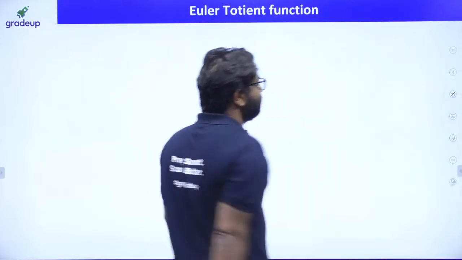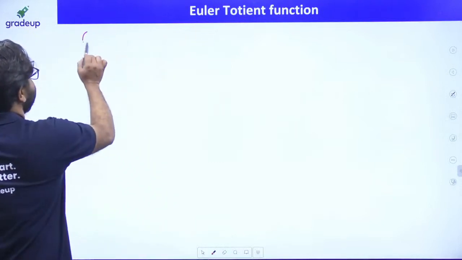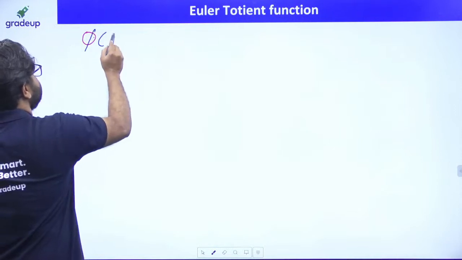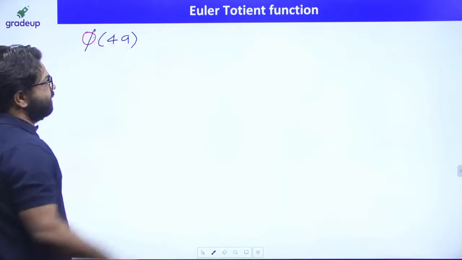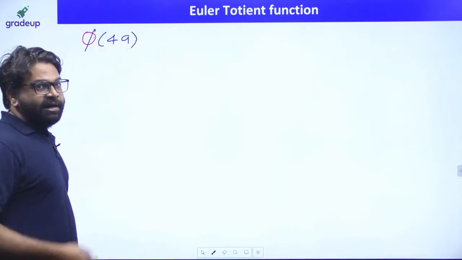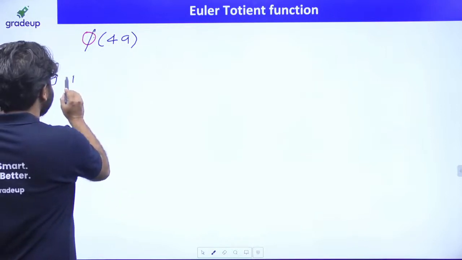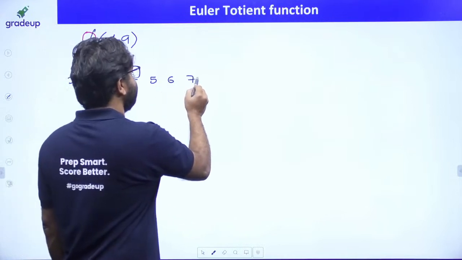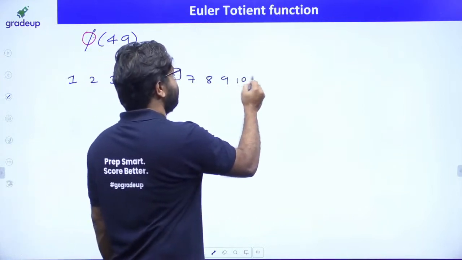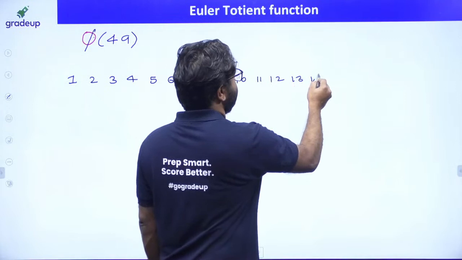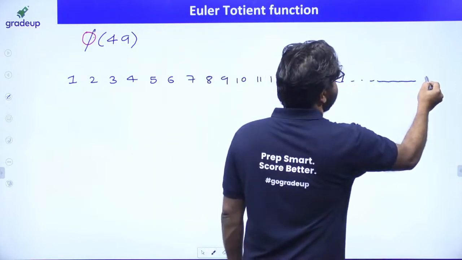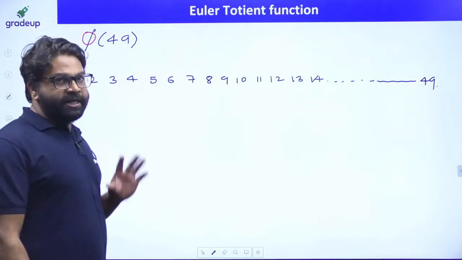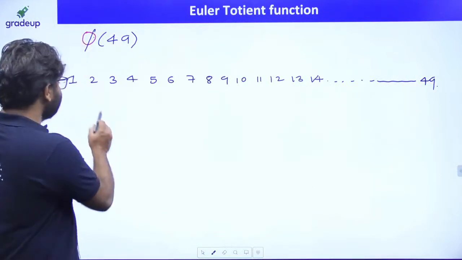Now let's take another example. Suppose I want to calculate the totient function of 49. Let's calculate manually. So here I will have 1, this is 2, this is 3, this is 4, this is 5, 6, 7, 8, 9, 10, 11, 12, 13, 14, and likewise the last one is 49.